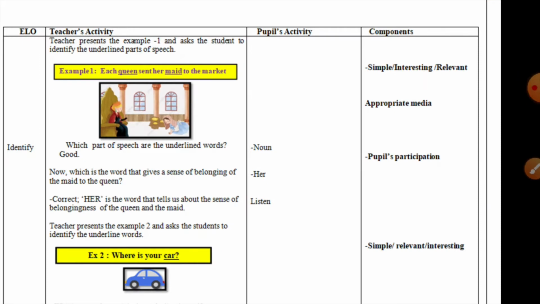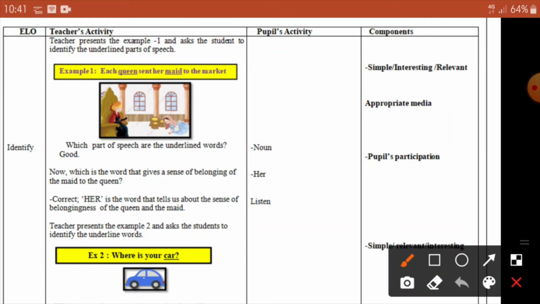So now let us see how to write the episode. The teacher presents example 1 and asks the students to identify the underlined parts of speech. So what I am doing, I am presenting example 1 here, and after presenting example 1, this is the sentence strip, the teaching learning material. Along with that, I have used media which expresses that example.